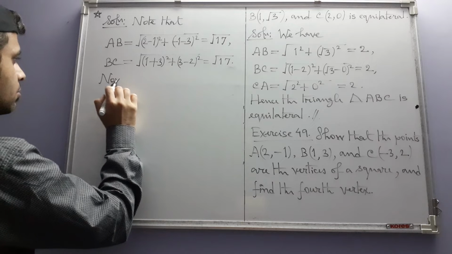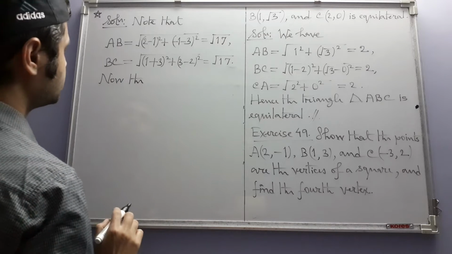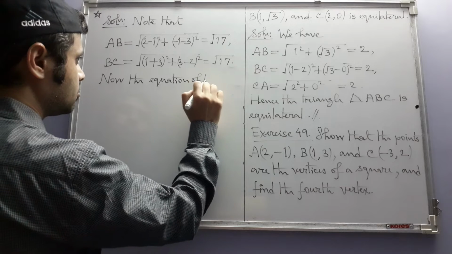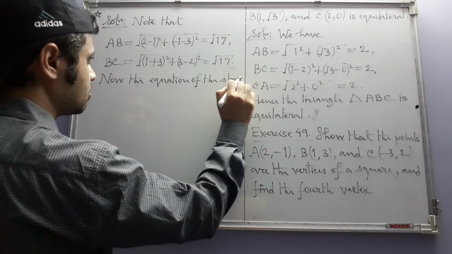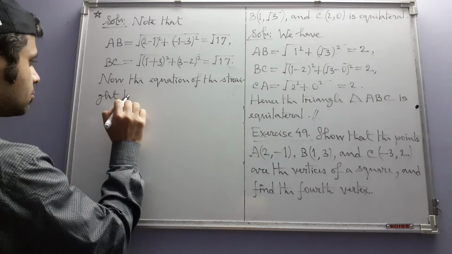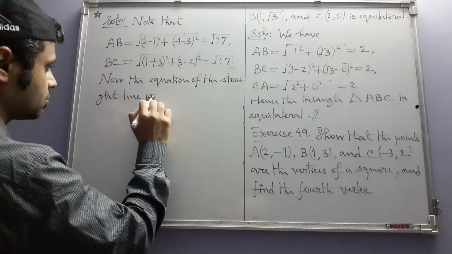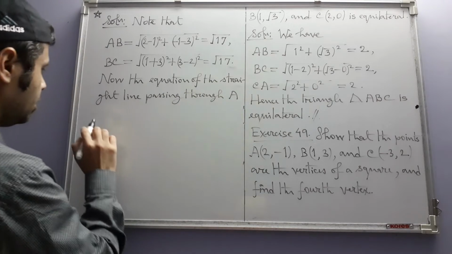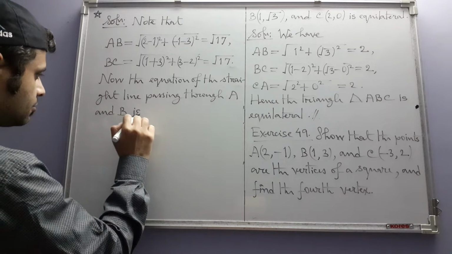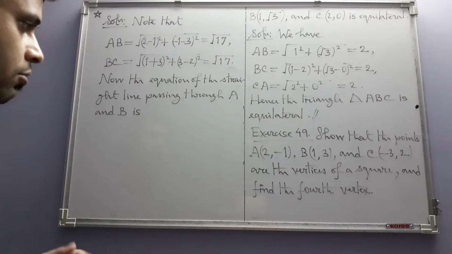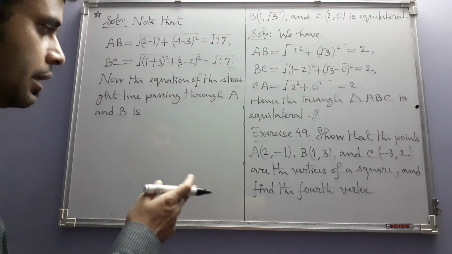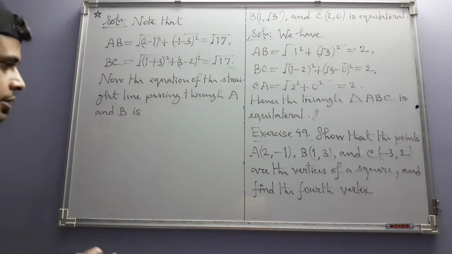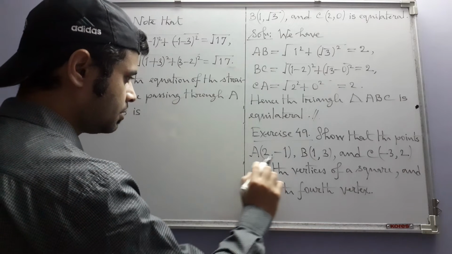Now the equation of the straight line passing through A and B is, okay, so we are given 2 points, so we can write the point slope form of the equation, provided we know the slope. Let's calculate the slope quickly.